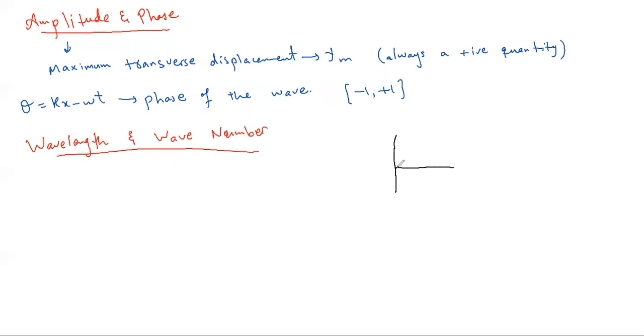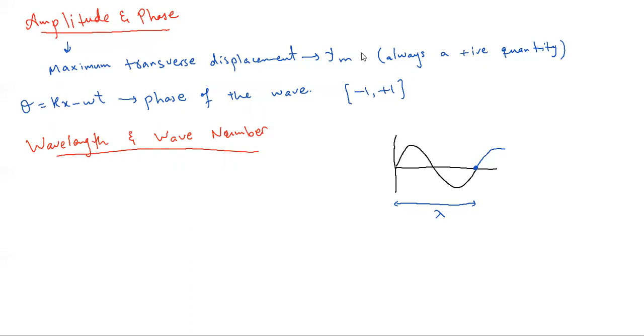So suppose a wave on a string is produced like this, and after this point, this wave is going to repeat itself. So the distance between the initial point and the point after which the wave will start repeating itself is called wavelength, or lambda, and this quantity will always be parallel to the direction of propagation.